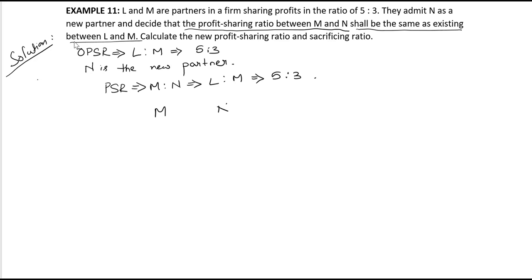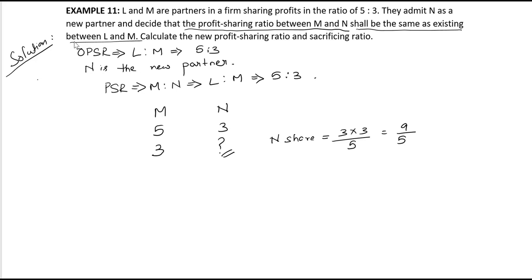So we have partner M and partner N. We understand that if M has 5, N should have 3, because the profit sharing ratio between M and N should be equal to that of L and M, which is 5 is to 3. However, as per the problem, M has 3. Hence, how much is N? So we get that N's share is equal to 3 multiplied by 3 divided by 5, or in other words 9 divided by 5.